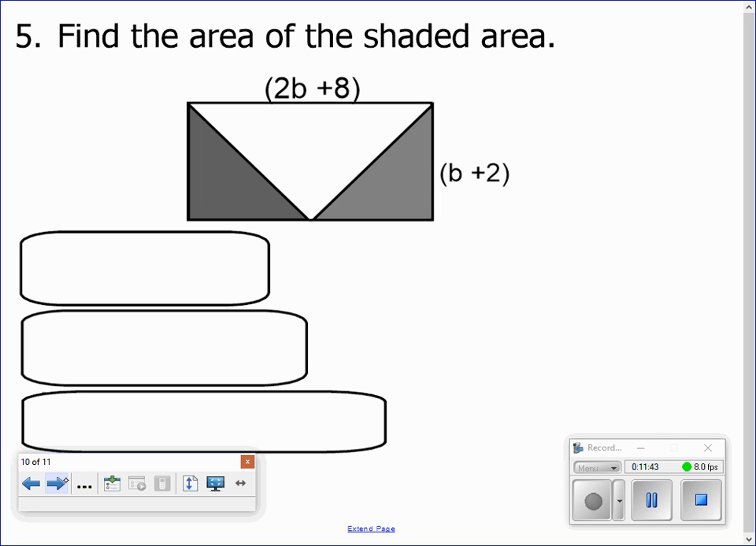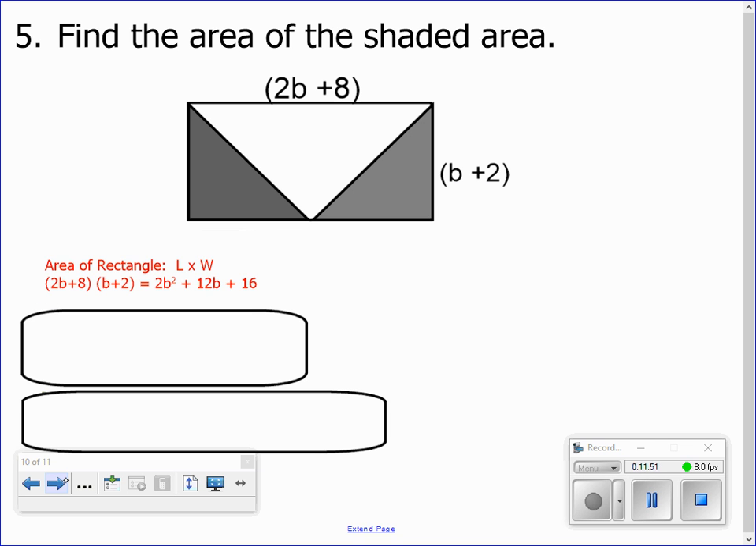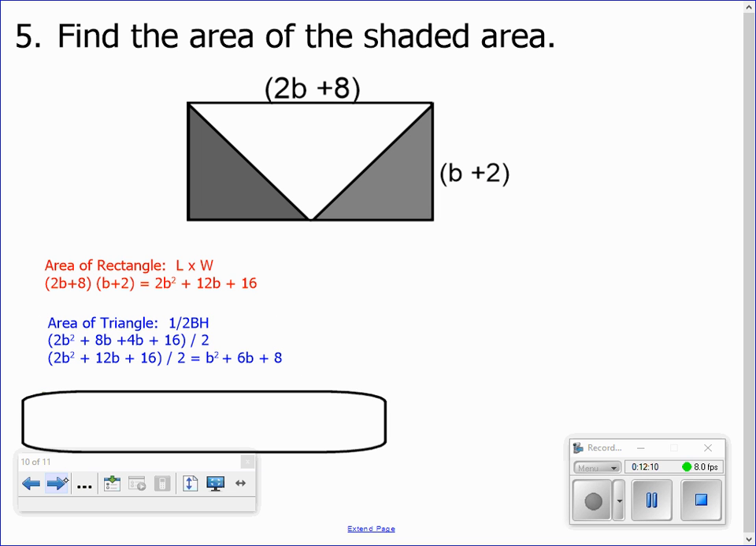Okay, we're finding the area of a shaded region. Again, we're going to find the area of the rectangle first. So that would be doing length times width, so 2b times 8 plus b squared. Use one of the 3 methods that we talked about, box, FOIL, or distributive property. When you do that, your simplified trinomial is 2b squared plus 12b plus 16. Then you want to find the area of the triangle, which is 1/2 base times height. So again, doing the same thing that we just did before, but now you half it. And so when you half 2b squared plus 12b plus 16, you get b squared plus 6b plus 8.